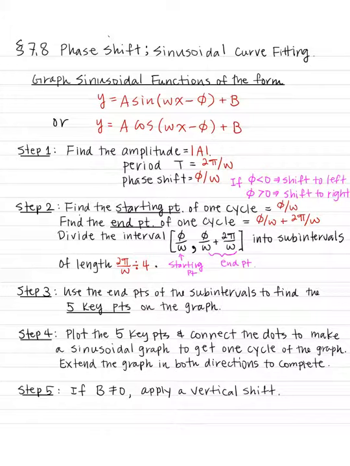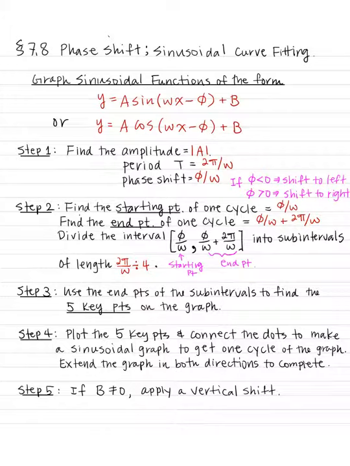Step number 1, find the amplitude, period, and phase shift. All the formulas are given right there. The amplitude is again the absolute value of a, the period is 2 pi over omega, and the phase shift can be determined by phi over omega. Now, if phi is negative, you're going to have to shift the graph to the left. If phi is positive, shift it to the right.